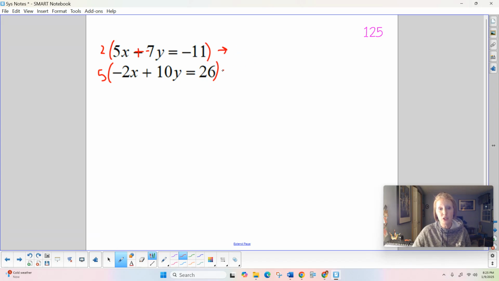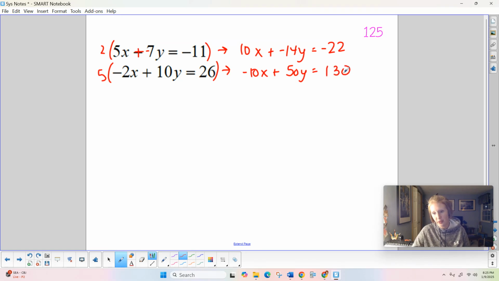And so that means whenever I'm done here, I'm going to have this 10x plus a negative 14y equals a negative 22. And again, if you're looking at this and you missed this one initially, make sure that you went through and you multiplied everything. 5 times negative 2 is going to be a negative 10x. 5 times that 10y is 50y. And again, when you're going through here, if you don't know what 5 times 26 is, go to your calculator. But you should get 130 for that.